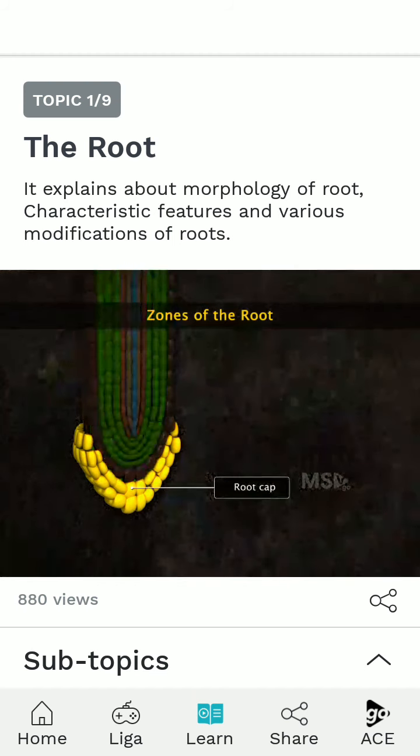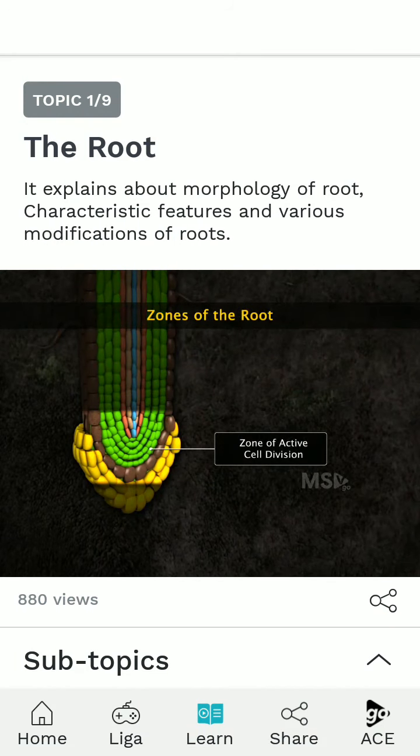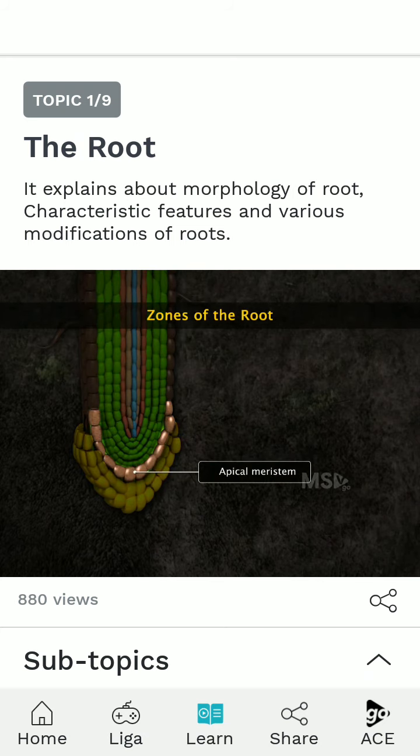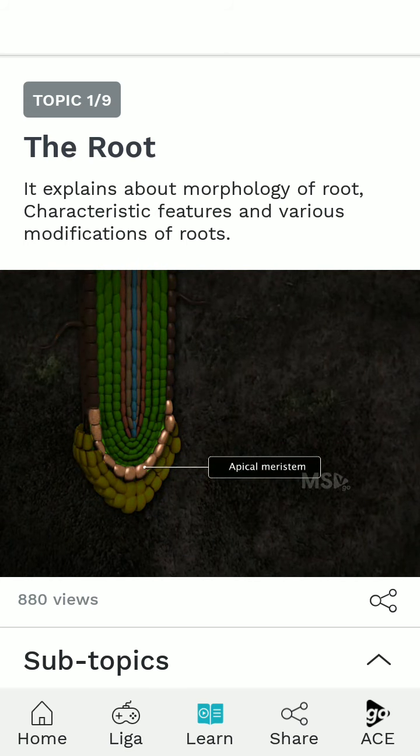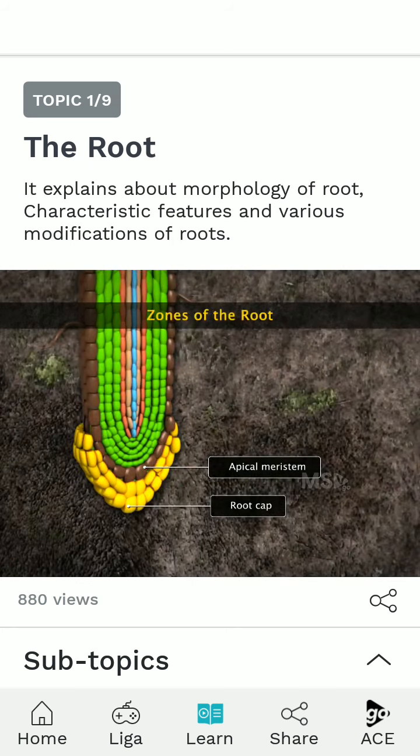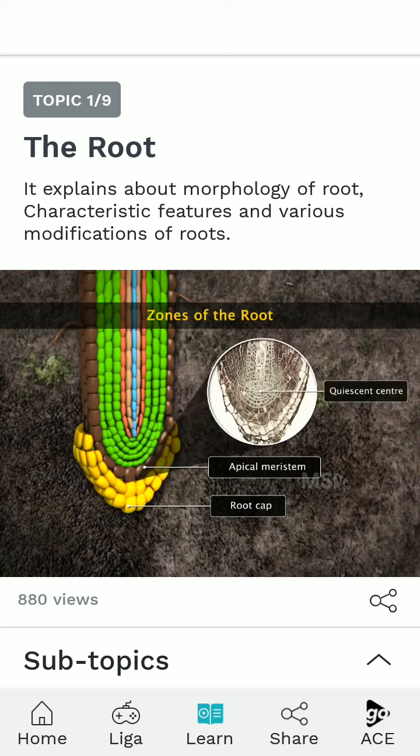Above the root cap is located the zone of active cell division. This zone consists of the apical meristem, which is actively dividing cells that form different root tissues. The rapidly dividing meristematic cells also replace the worn-out root cap cells, protecting the root apex. Between the apical meristem and the root cap lies a quiescent center, where cell division is very slow.